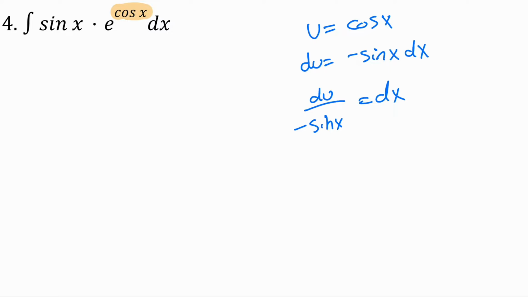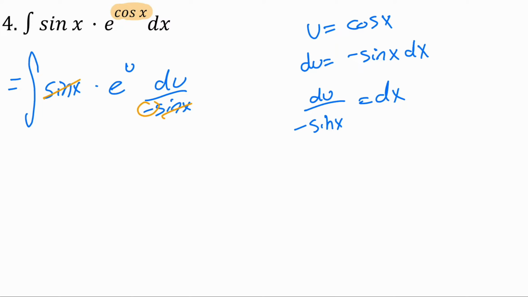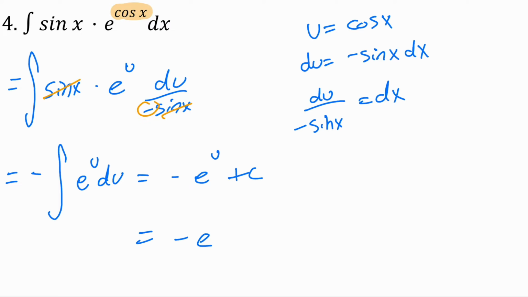Okay, so now we'll start substituting in. So I'm really integrating the sine of x times e to the u and du over the negative sine of x. So our sine x's will cancel, and just don't forget that negative 1 there. We're going to bring that to the front. I'm going to say the negative 1 times the integral of e to the u du. Now the integral of e to the u is just e to the u. So I have negative e to the u plus c, or in our case, it's just negative e to the cosine of x plus c.